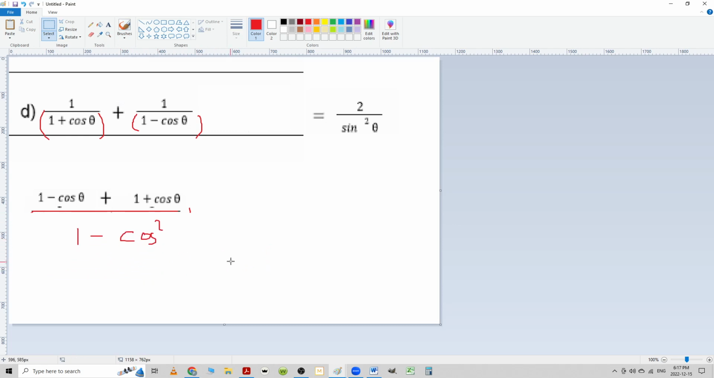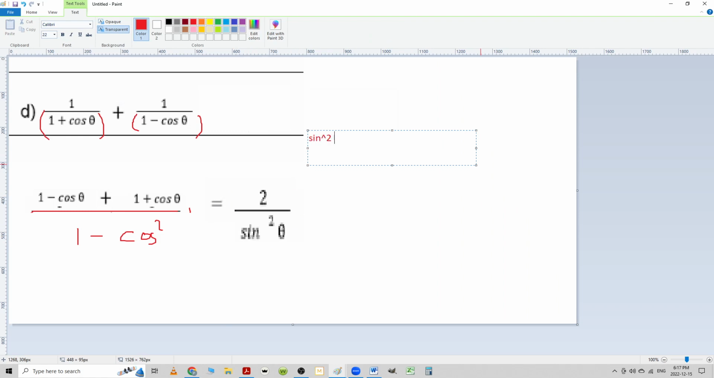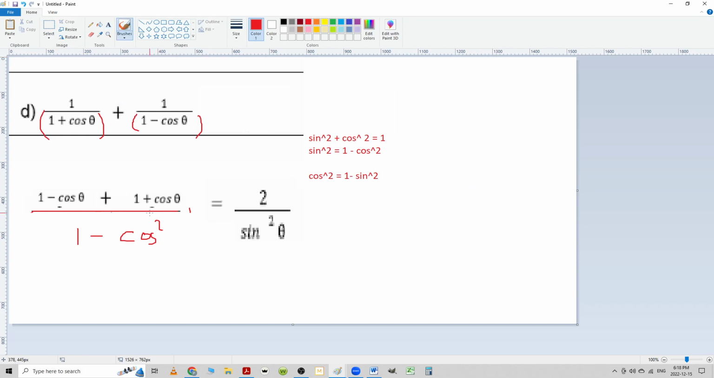Well, it turns out that 1 minus cos squared is equal to sine squared. That's because sine squared plus cos squared is equal to 1. And I'm allowed to rearrange this any way I want by subtracting cos squared from each side. So that means sine squared is equal to 1 minus cos squared, or cos squared is equal to 1 minus sine squared. So whenever you see that, you can replace them. Since I see 1 minus cos squared here, I can replace it with sine squared.